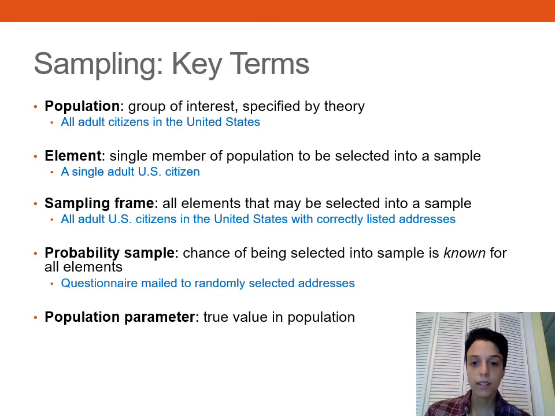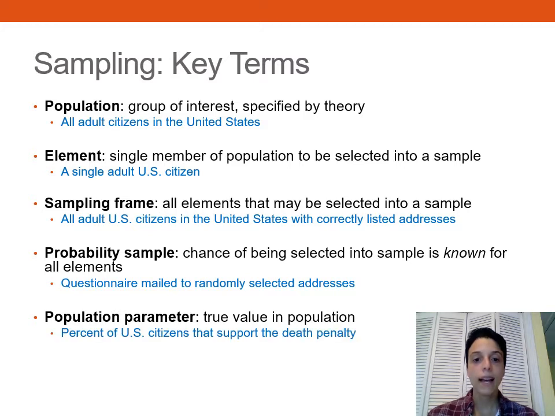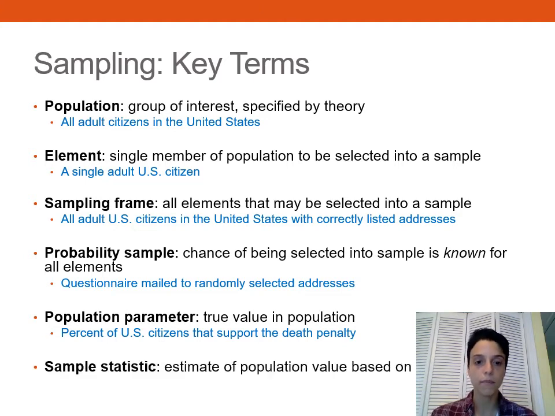In using samples, our goal is often to find out population parameters. And population parameters are the true values of some variables in the larger population. As an example here, we might be interested in learning the percent of United States citizens who support the death penalty. This would be the true number in the population that you would find if you were to ask every single person in the population what they think about the death penalty.